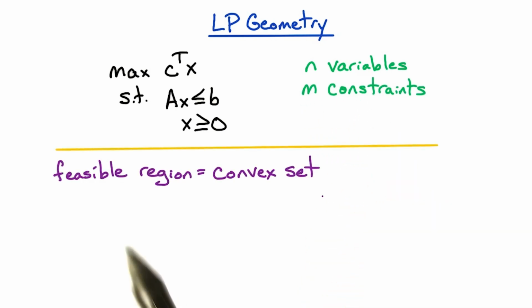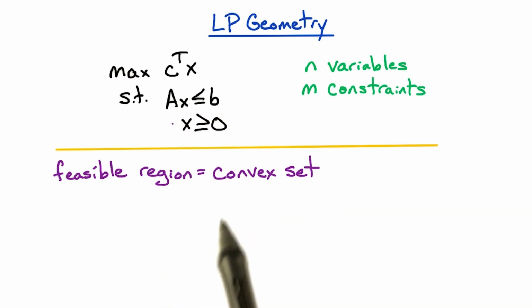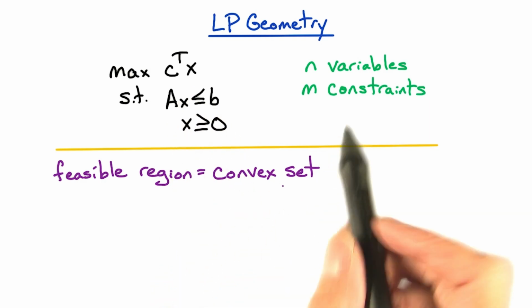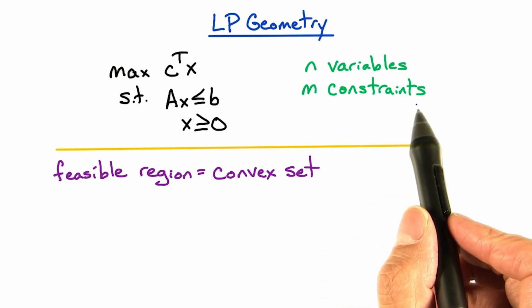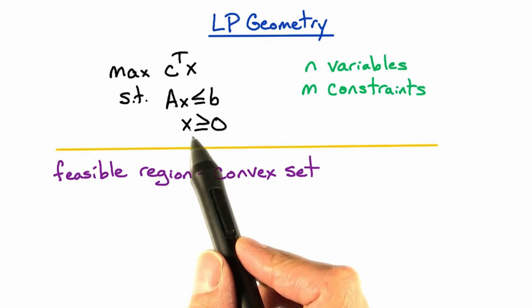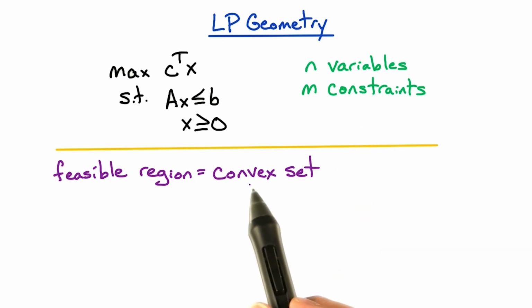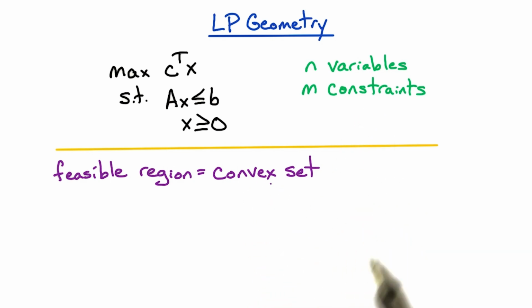As we discussed earlier, the feasible region, the set of x's which satisfy these constraints, forms a convex set. Each constraint defines a half space in n dimensions. The set of points satisfying all m constraints are in the intersection of these m half spaces defined by the constraints. So this forms a convex polyhedron in n dimensions.